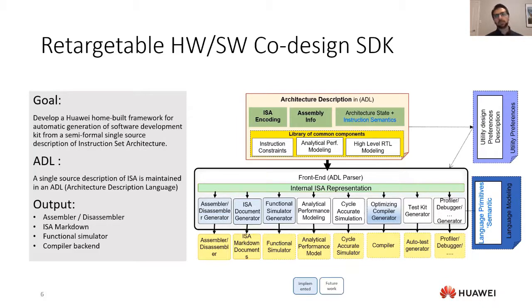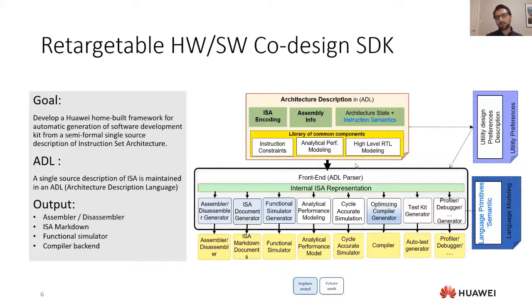And to do that, to achieve that, we first had to design an architecture description language, short for ADL, which includes your ISA encodings, assembly info, architecture state, and some instruction semantics, being the primary components. And then we also could include a library of common components, which could include instruction constraints, some kind of analytical performance modeling capability, and also high-level RTL modeling.